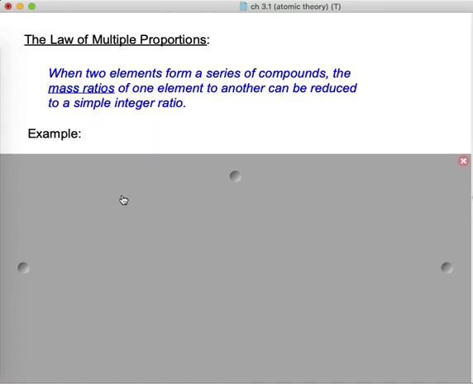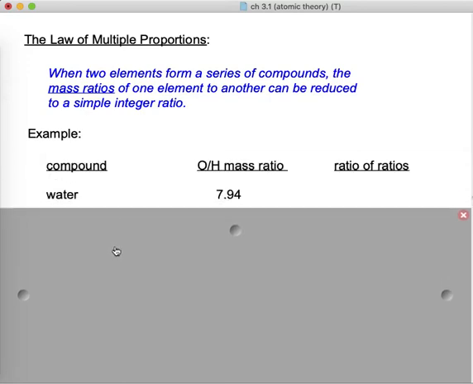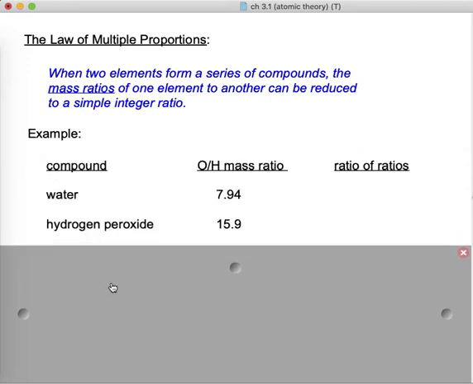Okay? There are two binary compounds of hydrogen and oxygen. One of them is water, and the other is hydrogen peroxide. If I take these compounds, split them apart to the elements that make them up, and measure the oxygen to hydrogen mass ratio, I obtain the values shown here. Meaning in water, I have 7.94 grams of oxygen for every 1 gram of hydrogen. Hydrogen peroxide has 15.9 grams of oxygen for every gram of hydrogen.